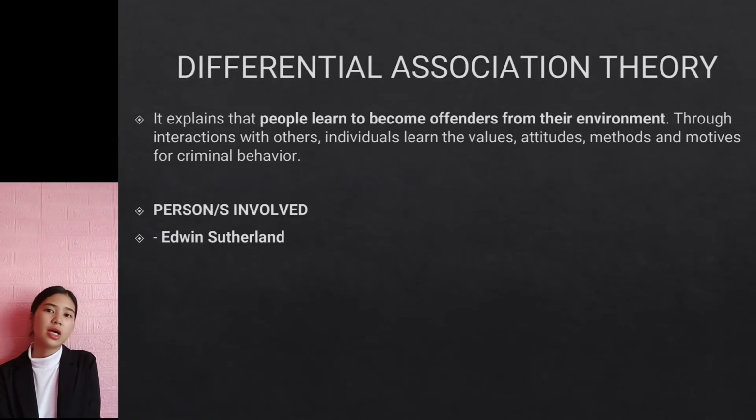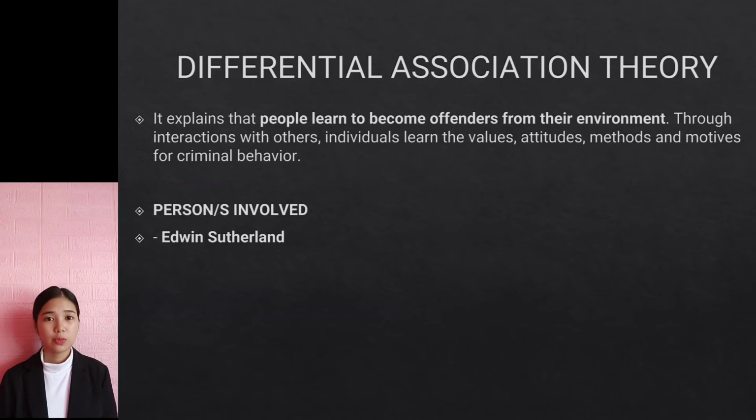So differential association theory explains that people learn to become offenders from their environment through interactions with other individuals, learning the values, attitudes, methods, and motives for criminal behavior. A person becomes a criminal because of frequent criminal patterns. For example, if one is exposed to a repeated criminal scenario, this scenario will eventually rub off on others nearby. The differential association theory can differ in frequency, duration, priority, and intensity.